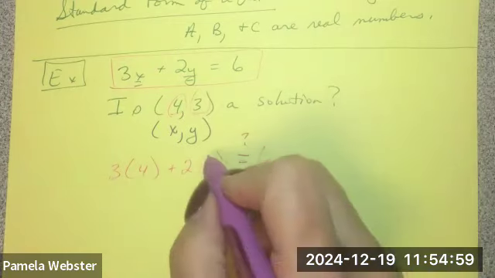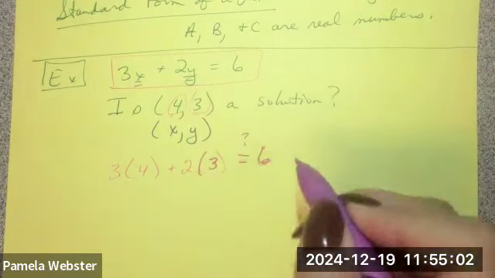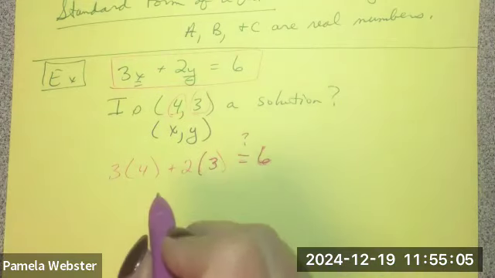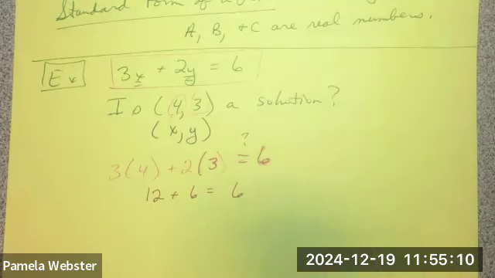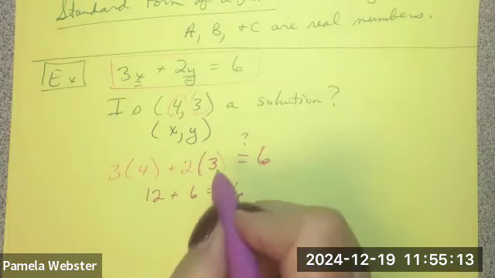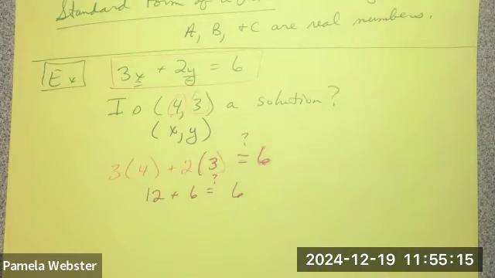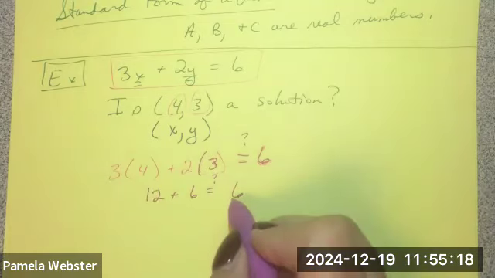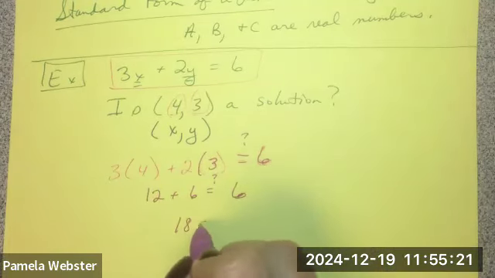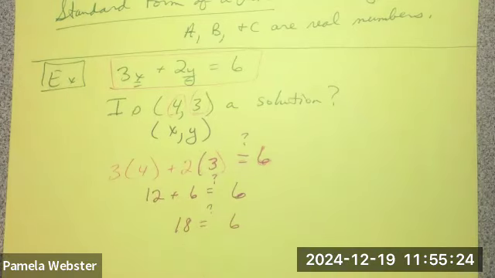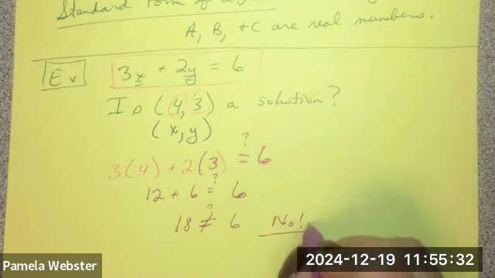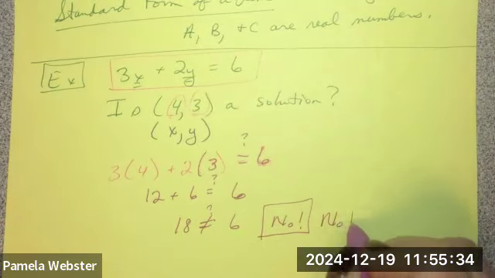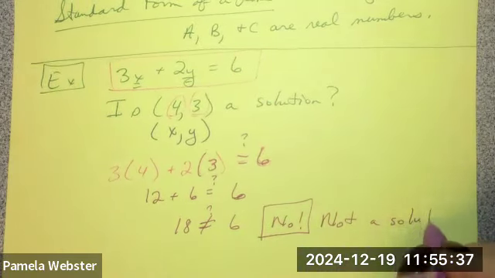Sorry, my pen's trying to die on me there. Okay, so I am going to do the math. 3 times 4 is 12, plus 6 is 16. I'm sorry, is 6. That's what they're asking me. Again, there's a question mark here. Is this true? Hopefully in your head, you're going, well, no, if it was a subtraction, we'd be okay. But that's 18 equals 6. Is that true? No, that's not true. So we put a not equal to here, and we say no. And therefore, if it's not a true statement, then it's not a solution.